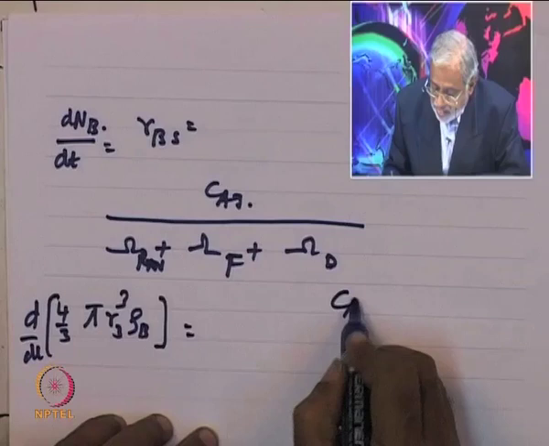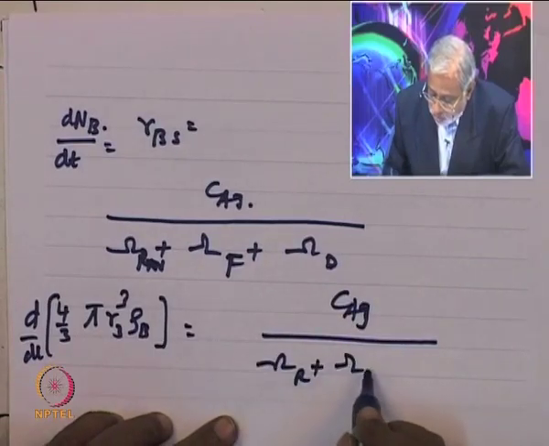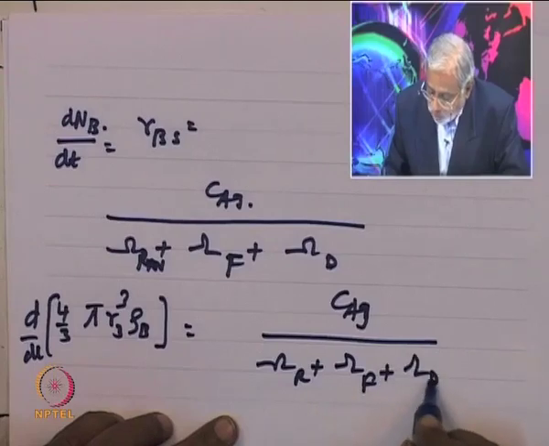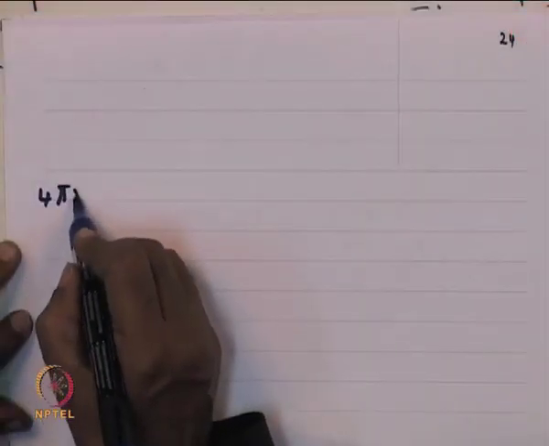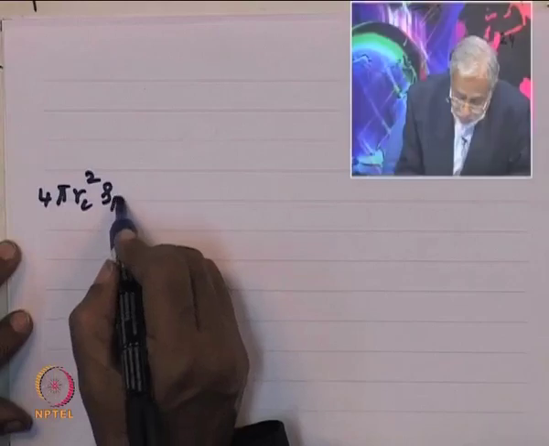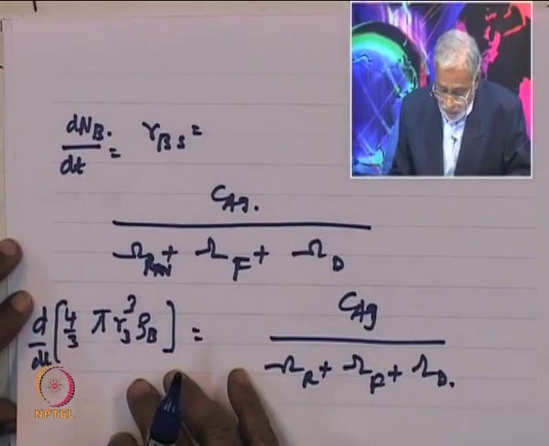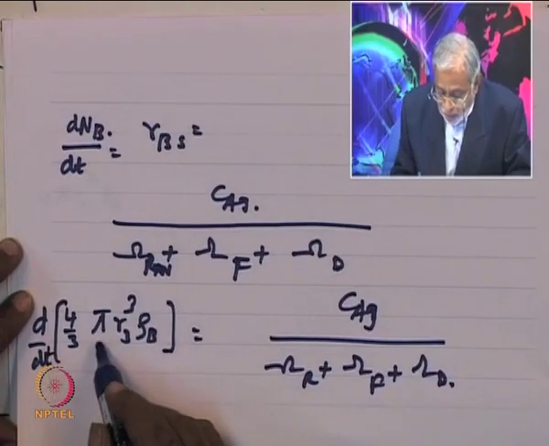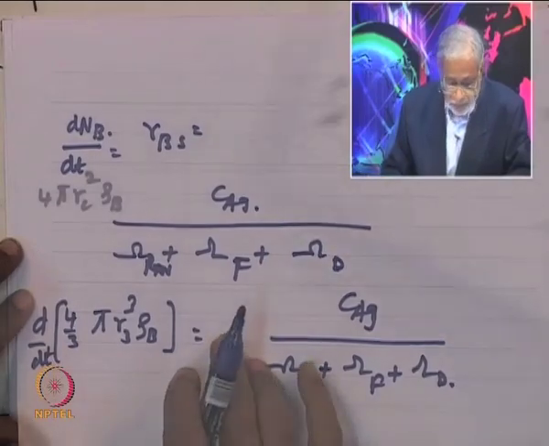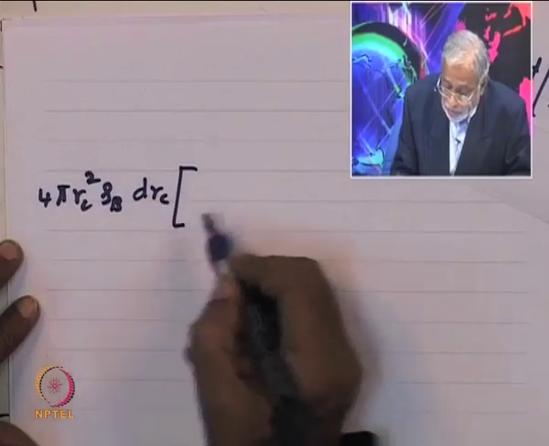The right hand side is C_AG divided by reaction, film and diffusion. Okay, so we can do that now. 4 by 4 pi R_C squared rho_b. So I have just R_C squared rho_b. I have just differentiated this. This is time. So 3 cancels of 4 pi R_C squared rho_b, rho_b dR_C also I should write.